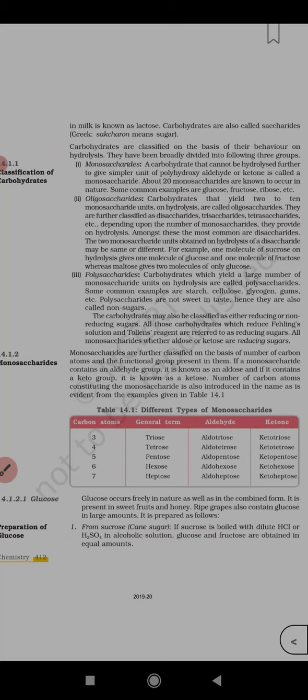Questions from these are a must. So we will discuss them in the next video. So this was just a brief introduction. Each and every point of NCERT is covered.